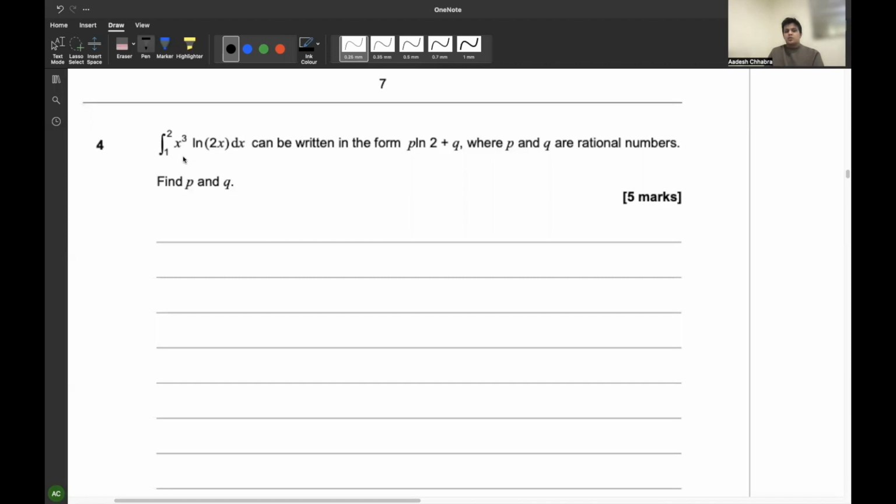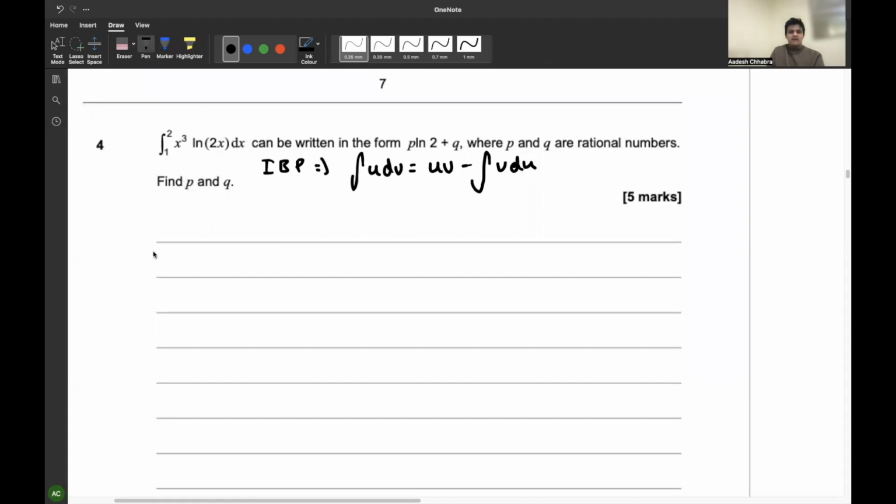So in this question, we've been told that this integral here can be written in the form of p ln 2 plus q, where p and q are rational numbers, and we've been asked to find p and q. So essentially what we have to do is just solve for this integral. To do this, we have to use integration by parts, and the integration by parts formula is just the following, where the integral of u dv is equal to uv minus the integral of v du.